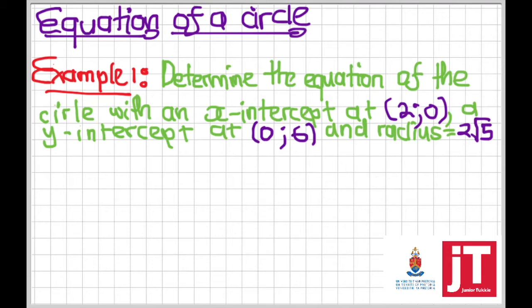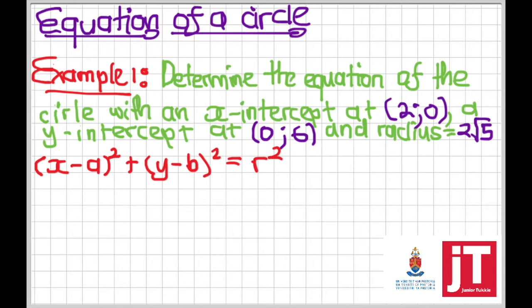Example 1. Determine the equation of a circle with an x-intercept at (2;0) and a y-intercept at (0;6) and a radius of 2√5. So we're going to start off with the general equation of any circle that is not centered at the origin, given by (x − a)² + (y − b)² = r².